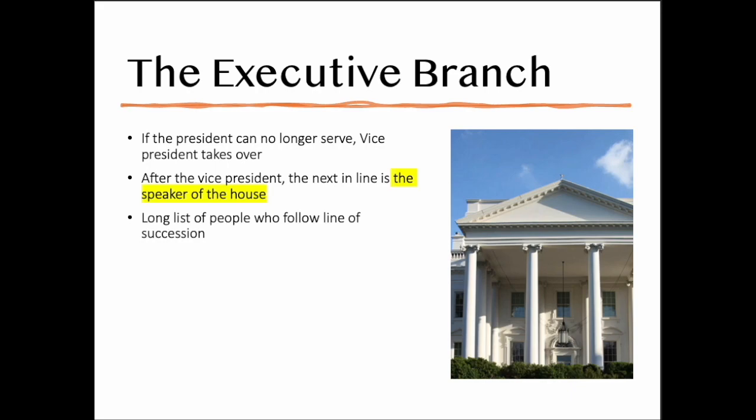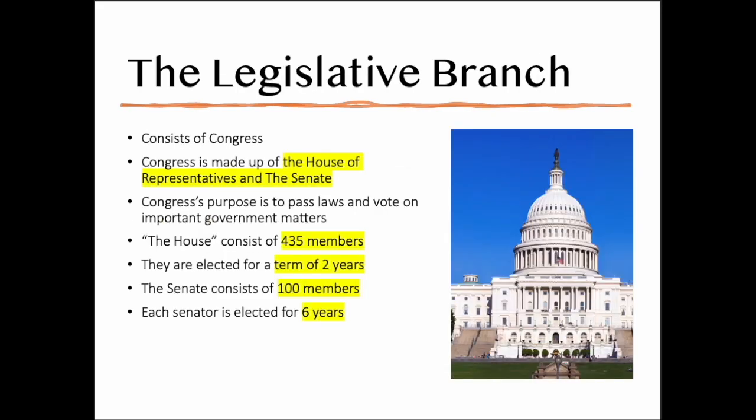Now, let's look at the legislative branch. This branch consists of Congress, which is made up of the House of Representatives and the Senate. Congress's main purpose is to pass laws, but to also vote on other important matters pertaining to the government, such as the budget or war efforts. The House of Representatives is the first voting body in Congress. The House consists of 435 members who vote. This number is determined based on the population of each state that the representatives are from. When a representative is elected, they serve for 2 years per term.